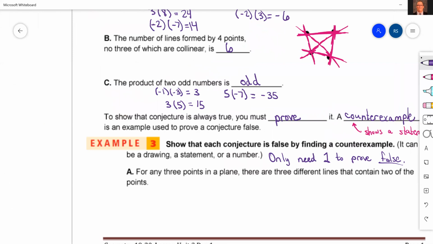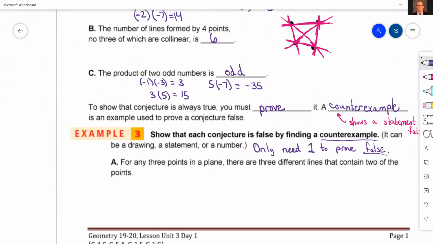So we only have to find one counterexample to say, okay, it's false. So let's see. It says for any 3 points on a plane. I'm going to draw a plane and see if that's true. Okay, let's see. So I'll put in 3 points.